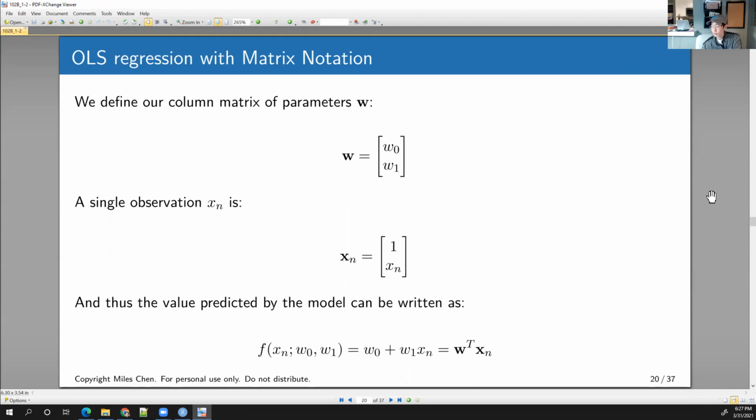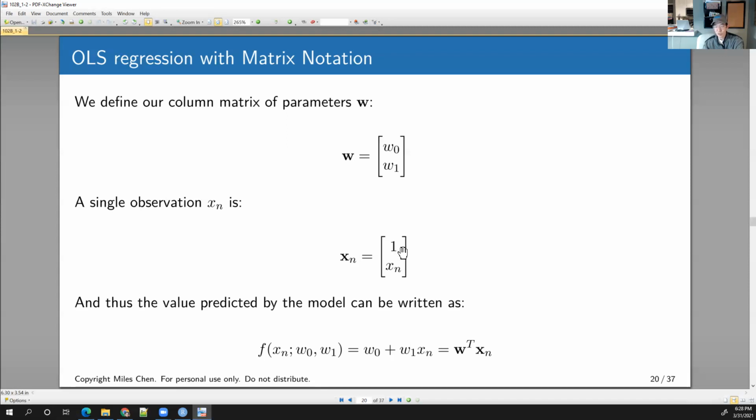Okay, so our intercept and slope we're going to store in this column matrix. Okay, this 2x1 column matrix W. This is going to be our matrix of parameters. Okay, and then one single observation is also going to be this 2x1. So that's going to be little x sub n is 1 and x sub n.